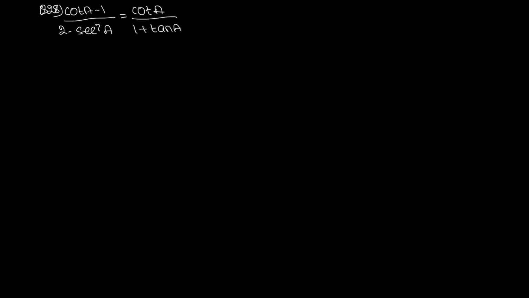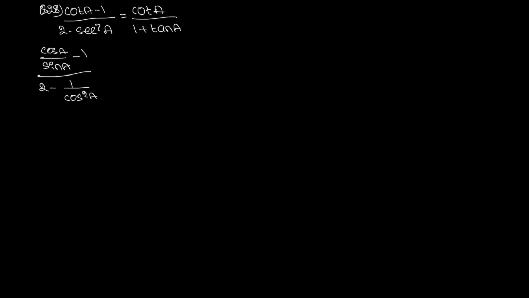Next we have our question number 28. Let's convert this LHS values in terms of cos and sin. This cot A can be written as cos A by sin A, minus 1 remains same, and here we'll be having 2 minus 1 by cos square A.